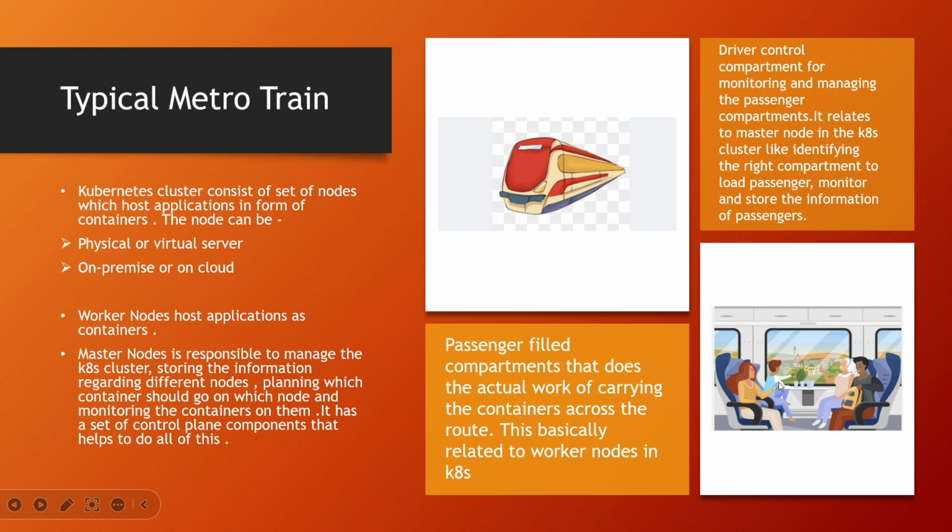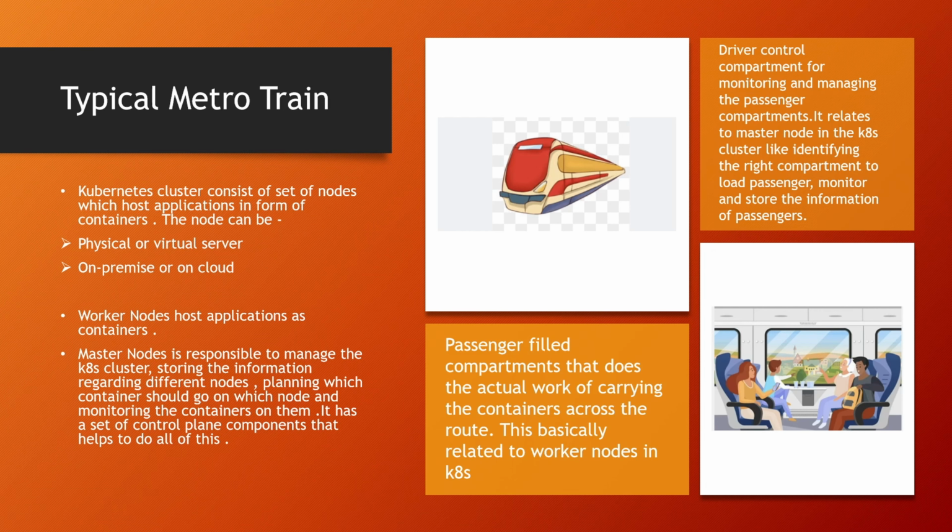So this is basically related to the worker node in the Kubernetes cluster. In a typical Kubernetes cluster, you have two types of nodes. One is the master node and the other one is the worker nodes. A Kubernetes cluster consists of a set of nodes which help you host applications in the form of containers. The node can be a physical or virtual server, it can be on-premise or hosted on the cloud. So any type of node you can use to build your Kubernetes cluster.